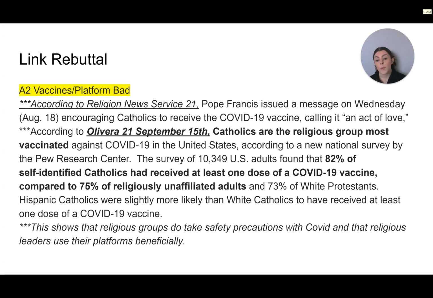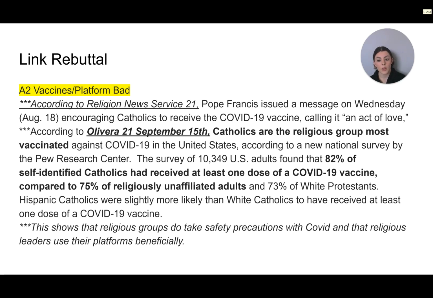Link rebuttal. So link rebuttal is when you need more than one source to rebut what you want to say. So this kind of goes into the Pope Francis example that I used again. So this is against the neg saying that religion is bad because leaders are using their platform, specifically with vaccines, to get people to not use vaccines, and then that kills people, right?